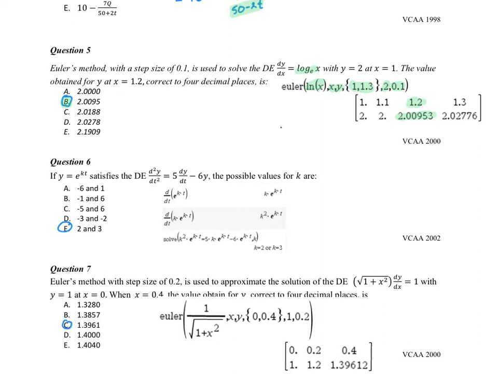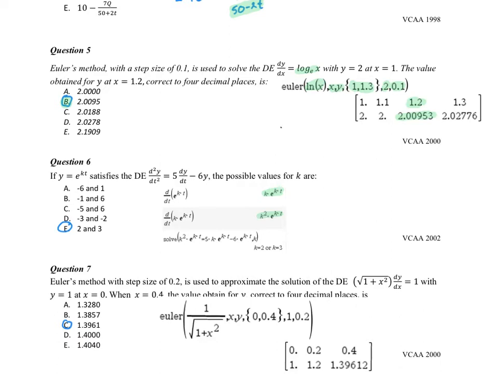The second derivative is equal to 5 times the first derivative minus 6 times the function. So let's work that out. Second derivative, first derivative: k e to the kt. The second derivative, k squared e to the kt.